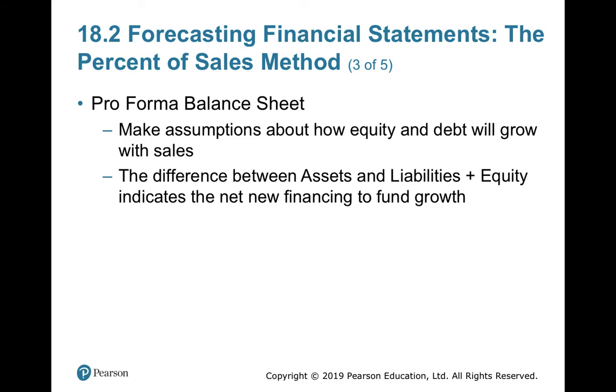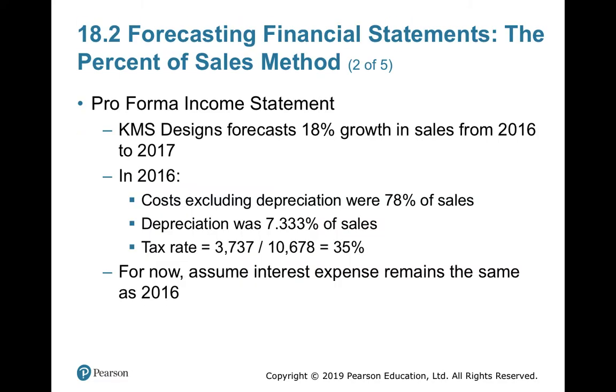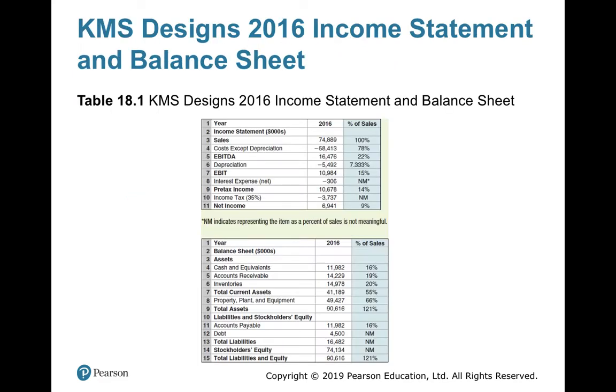Then comes the balance sheet. As we have seen, on the balance sheet all asset side items are measured as a percentage of the new sales. So we have calculated all the percentages of the sales here. Cash 16% of the new sales, receivable 19% of the new sales, inventory 20% of the new sales, total current asset 55% of the new sales, property plant 66% of the new sales, total asset 121% of the new sales.